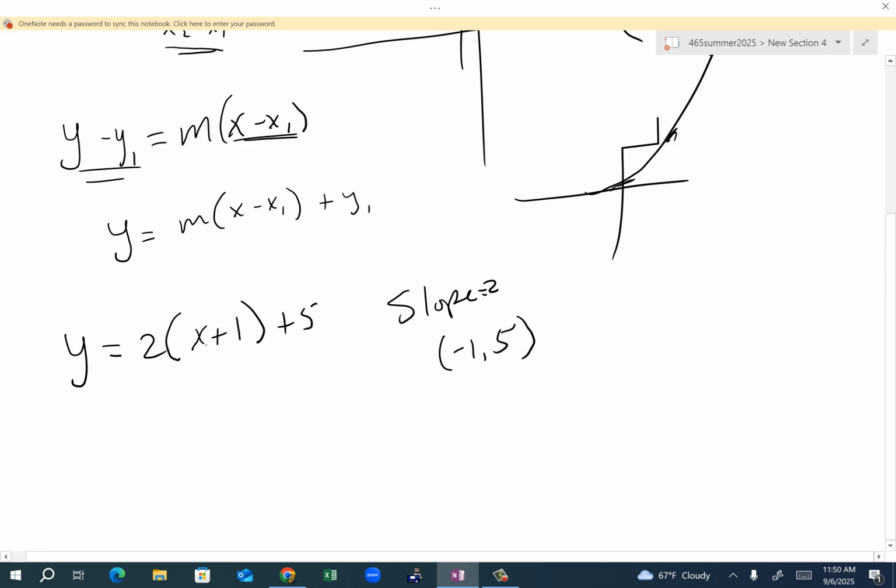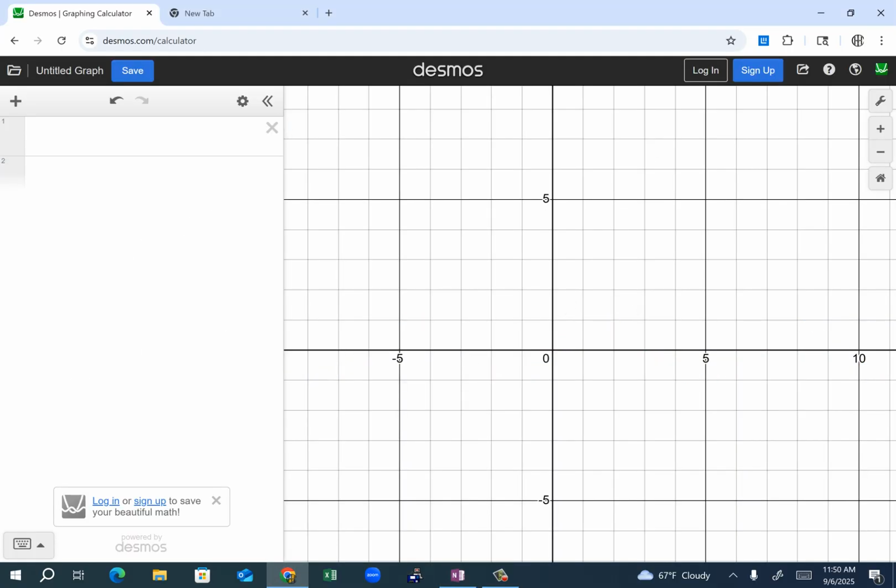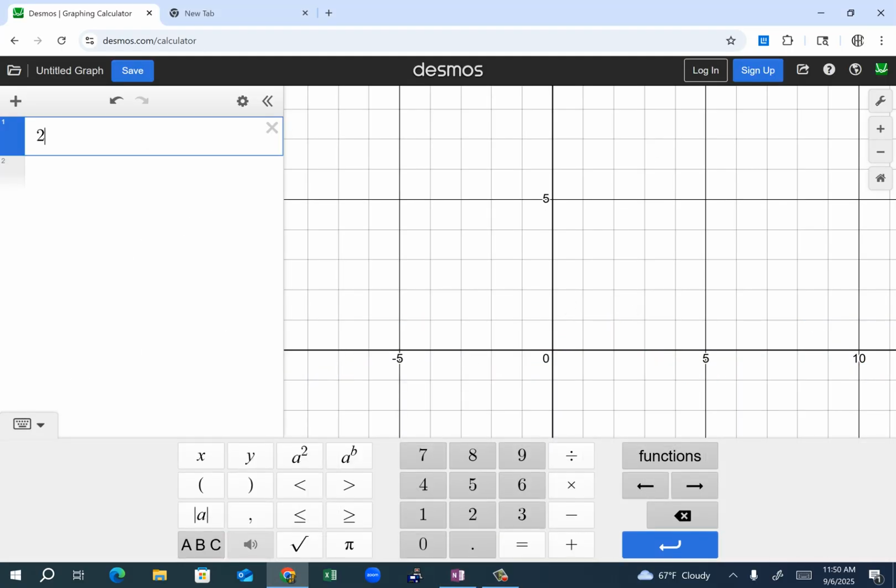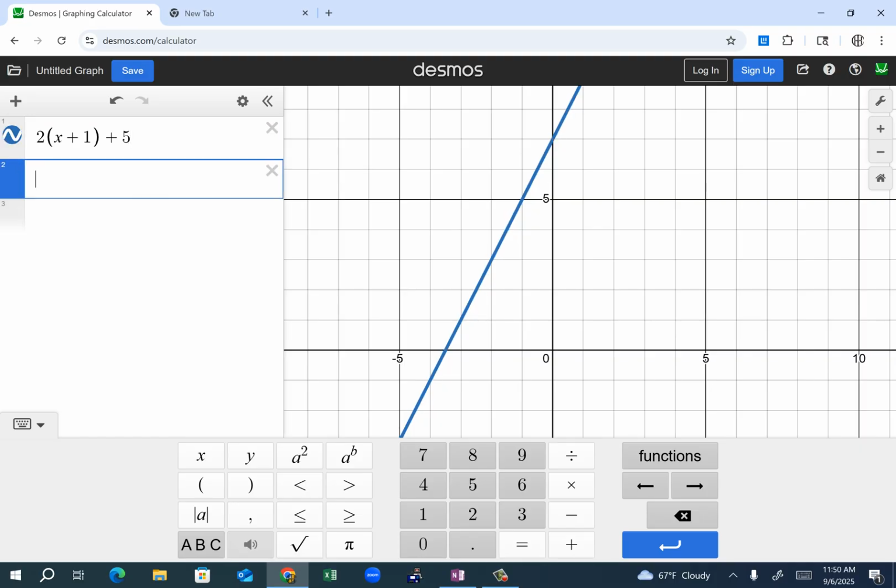Now, do I have to FOIL it out? You could FOIL it out, but check this out. If I go plug that in, 2(x + 1) + 5, nice, that goes through the point (-1, 5). Oh, it does. How exciting.